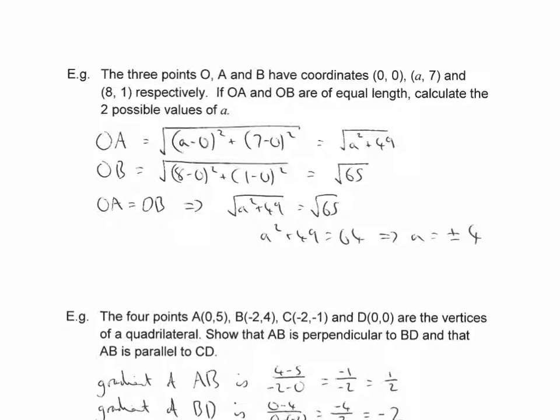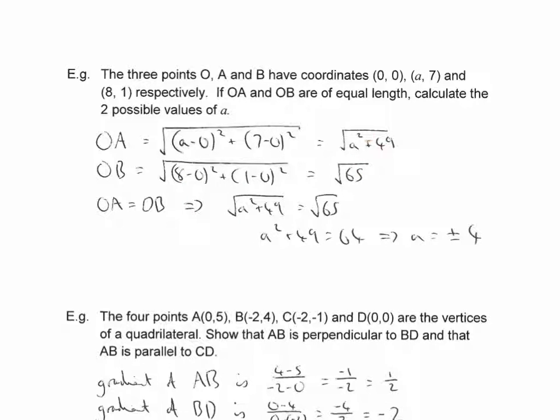Okay, so this next example is talking about length, so it's going to be using our little Pythagorean formula. You're given points O, A and B, you're given their coordinates, but A is unknown. It says as OA and OB are of equal length, find the values of A. So I'm going to investigate the length of OA first of all. OA is the difference in the x-coordinates of O and A squared, plus the difference in the y-coordinate squared, square root, so I end up getting this expression here. When I go to write down what OB is, OB all involves coordinates I know, and I get root 65.